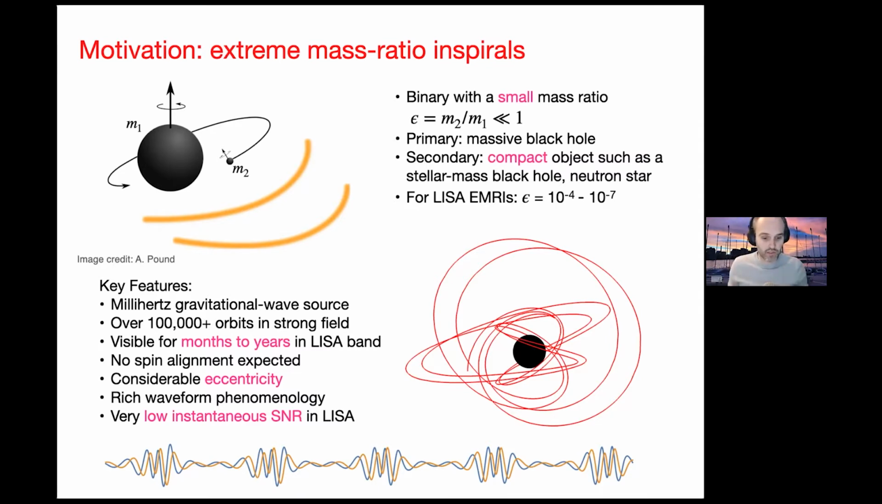And this leads to a very rich waveform phenomenology. The actual motion of the secondary around the primary would look something like this over a few orbits. It's a very rich structure, and as such, you get a very rich structure in the waveform as well. So this is the corresponding waveform, the plus and cross polarizations for this orbit here. As you can see, it has a very rich, complicated structure. Unfortunately, though, they have very low instantaneous SNR in LISA, and that means we do need very accurate waveform templates in order to dig them out of the detector signal using matched filtering techniques.